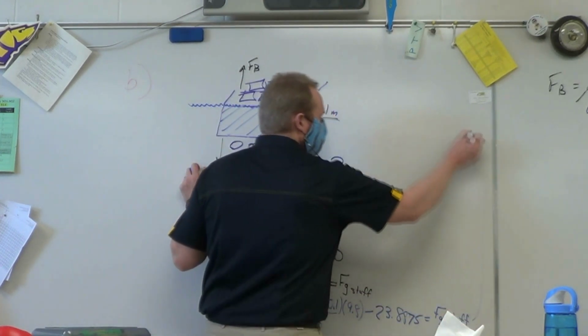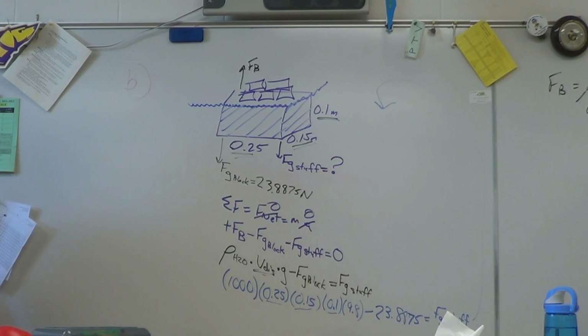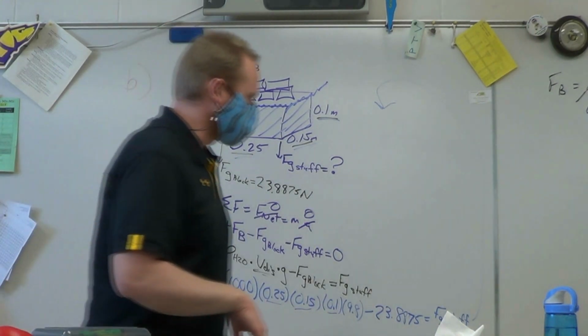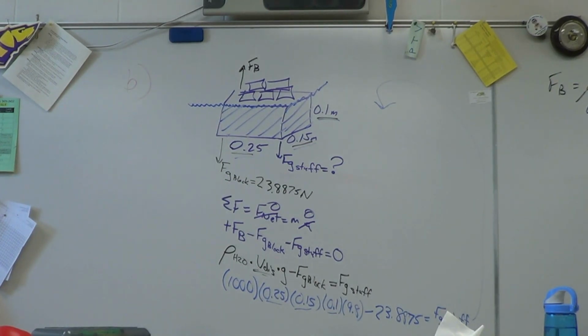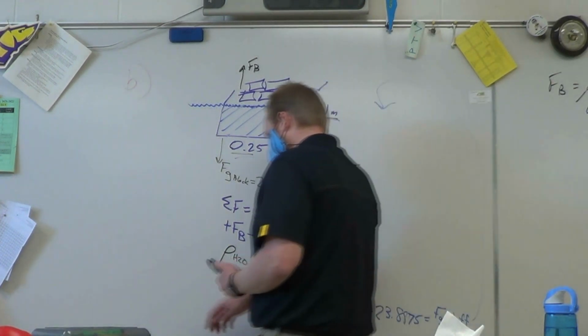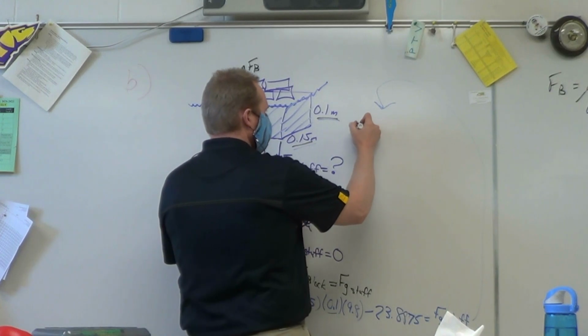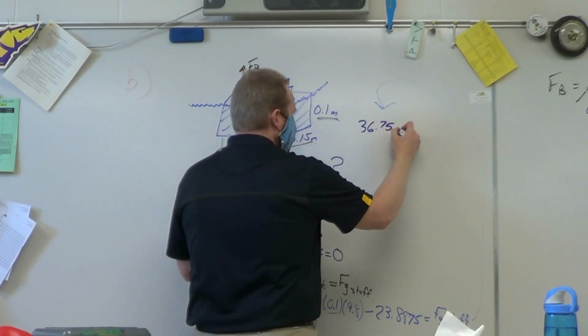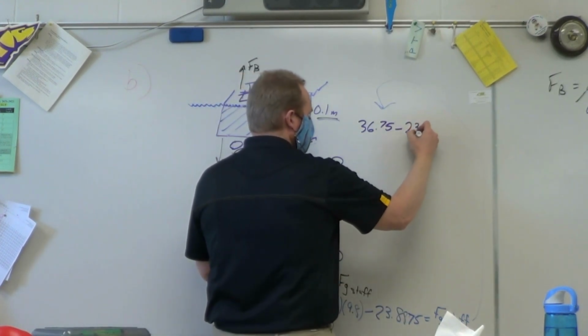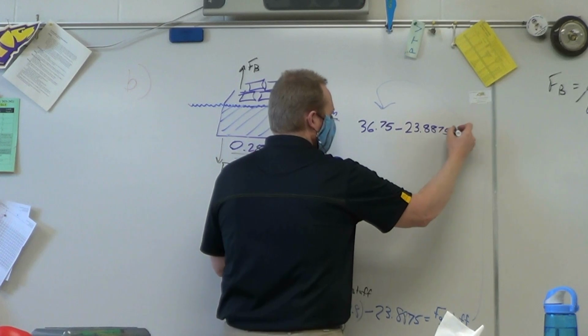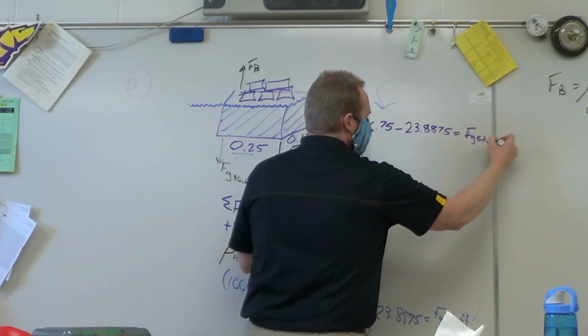Okay? I know, I apologize, I got pretty low on that board. So I'm just going to draw an arrow and move it up to the top. My buoyant force is different because more of it is underwater than it was before. It is now, if it's swamped, completely underwater. So when we take 1,000 times 0.25 times 0.15 times 0.1 times 9.8, we get a buoyant force that's 36.75 minus my gravitational force of the block, which is 23.8875, which is equal to fg of the stuff.